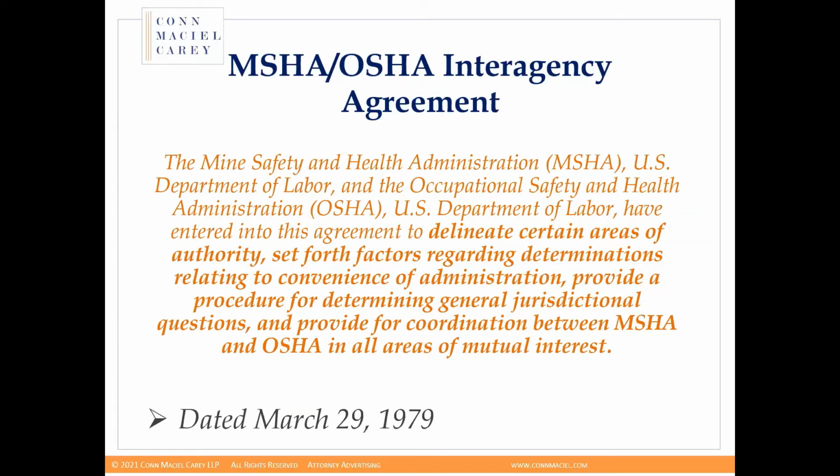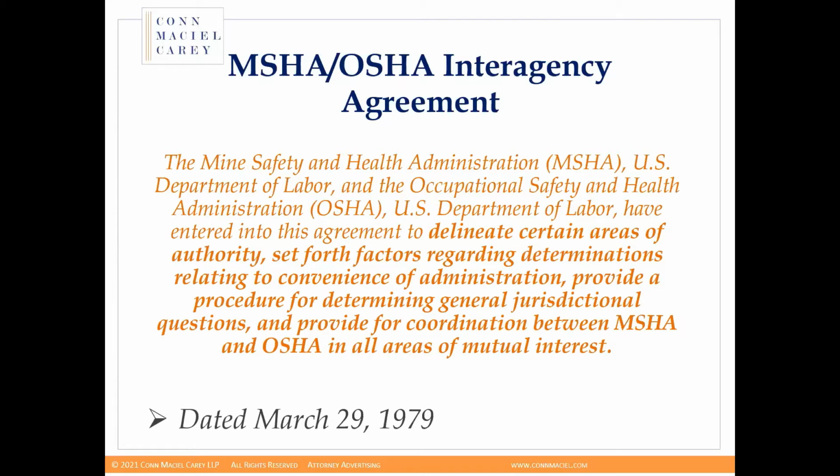So as I said a few moments ago, this all starts with the interagency agreement. That's kind of our foundational document when we're talking about OSHA and MSHA and who has jurisdiction over what. This is a document that was signed and accepted by the agencies back in 1979, so shortly after the creation of MSHA, and it is meant to give that initial delineation between where OSHA is a regulator and where MSHA is a regulator.